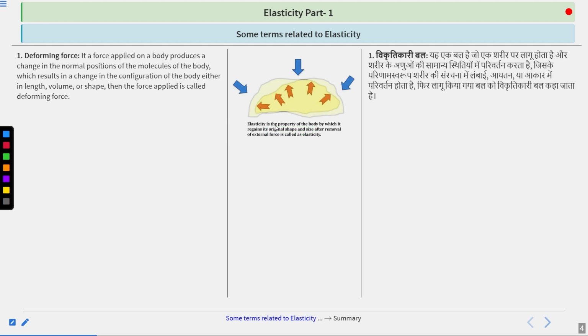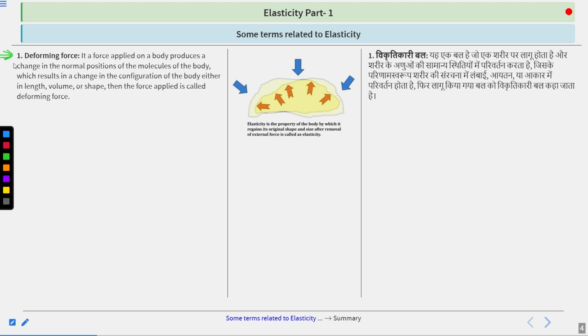Now, the first term related to elasticity is the deforming force. So, what do we exactly mean by the deforming force? It is a force applied on a body that produces a change in the normal position of the molecules of the body, which results in a changing configuration of the body, either in length, shape, or volume. Then the force applied is called the deforming force.